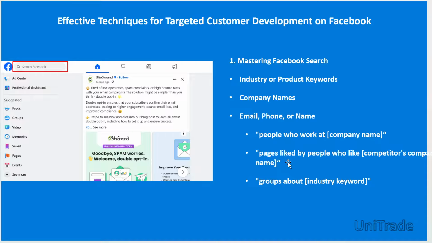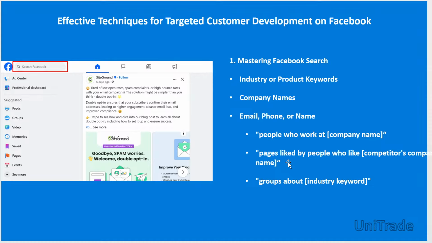So, how do you actually find those ideal international clients? Well, start with keywords. Type in terms related to your industry or what you are selling. Say you are selling home decor items. Try searching something like home decor or interior styling. You will find people talking about it, pages dedicated to it, groups where enthusiasts hang out. Gold mine. You can also search by company names.